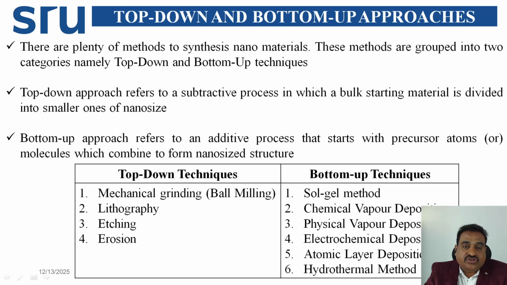Top-down examples you can see are ball milling or mechanical crushing method, lithography, etching, erosion. Bottom-up related are sol-gel method, CVD chemical vapor deposition, PVD physical vapor deposition, ED electrochemical deposition, ALD atomic layer deposition, hydrothermal methods.